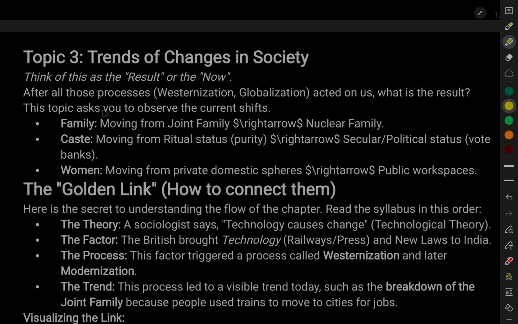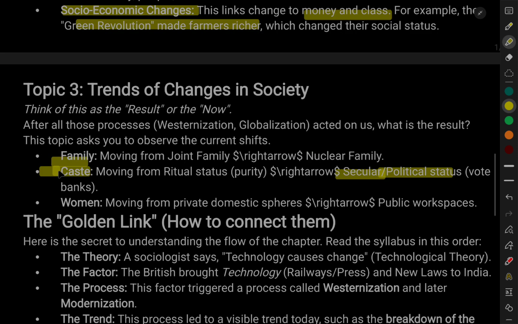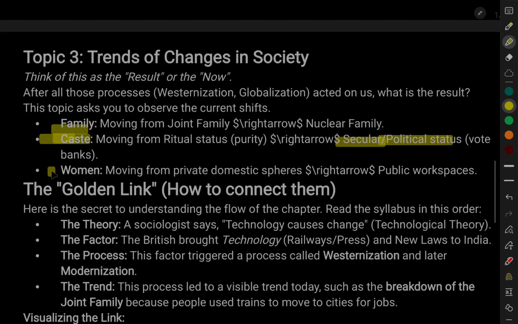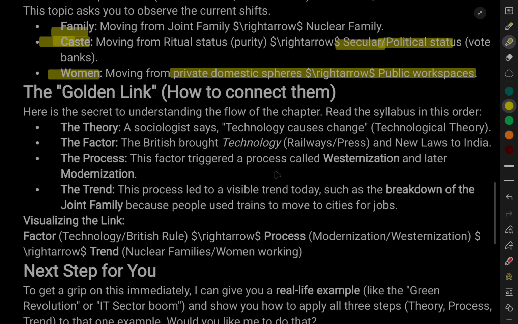This topic will ask you to observe the current shifts. For example, in family, there was the joint family, now we have the nuclear family. In the caste system, we are moving from ritual status, that is purity, to secular and political status, meaning vote bank. Whereas if we see women, they are moving from the private domestic sphere to the public workspace.